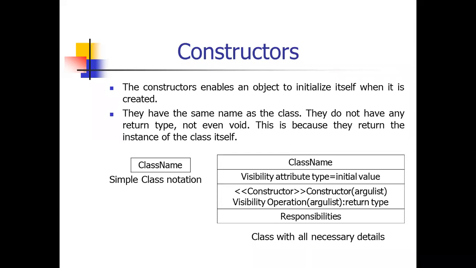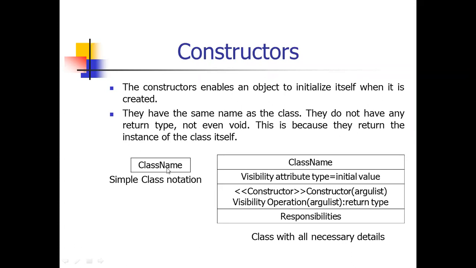Then we have seen constructors. A constructor enables an object to initialize itself when it is created. Whenever we create an object, it is initialized through the constructor. They have the same name as the class name. Class name and constructor names are similar. They do not have any return type, not even void. This is because they return the instance of the class itself.